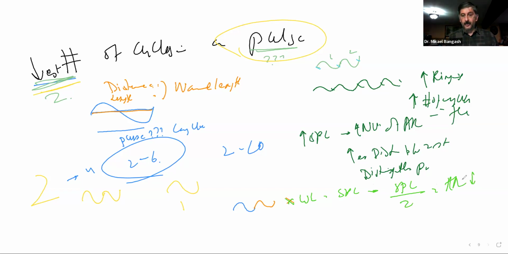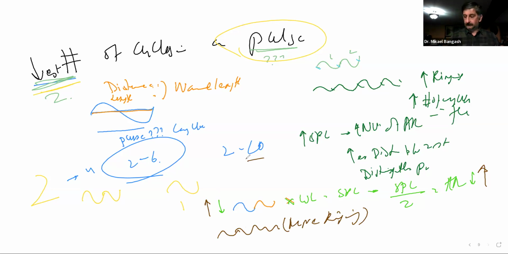Which will have a lower numerical value if we had a lower number of cycles, and a greater numerical value if we had a greater number of cycles in the pulse. This is referred to as more ringing. So by more ringing, we mean a greater number of cycles in the pulse. Did you guys get that?